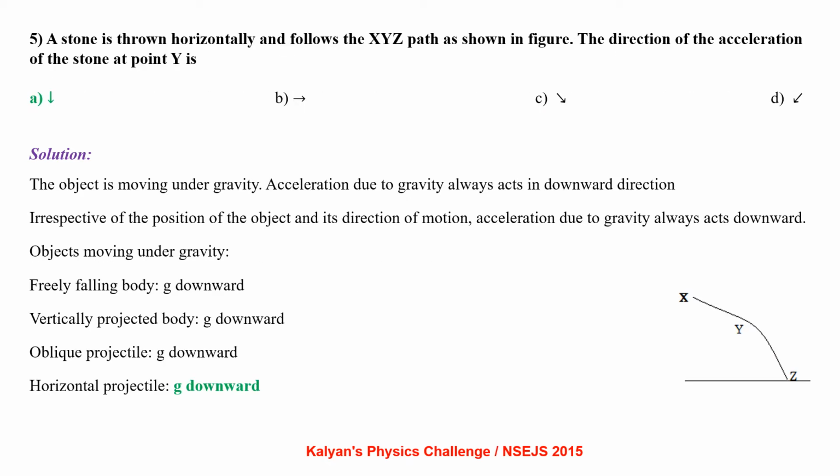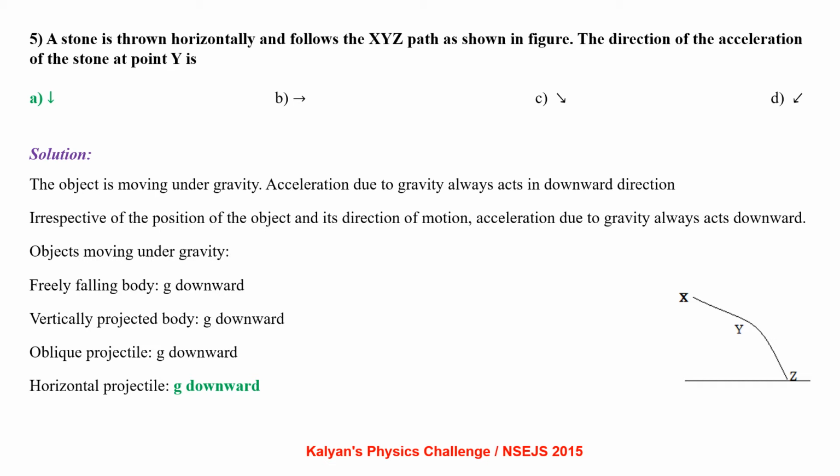A stone is thrown horizontally and follows the xyz path as shown in the figure. The direction of the acceleration of the stone at point y is? As we can see from the diagram, the object is moving under gravity. Acceleration due to gravity always acts in the downward direction, irrespective of the position of the object and its direction of motion.